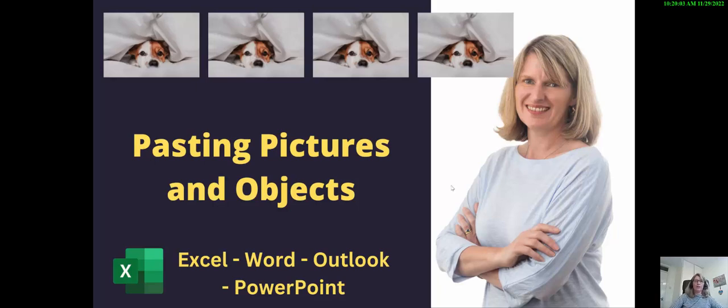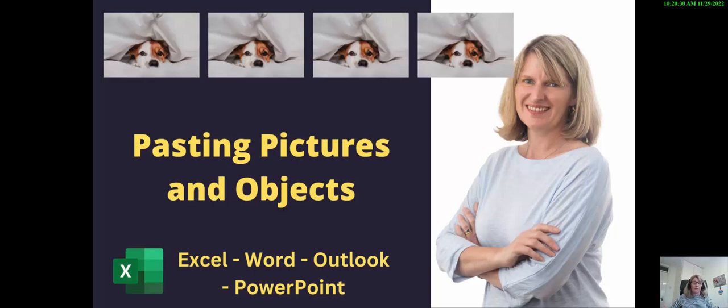Carrying on with our series on copying and pasting, we're going to be looking at pasting pictures and objects. Now this one works within Word, within Excel, within Outlook and within PowerPoint. It's not one that works between the programs, but it is a really good way if you want to replicate pictures, charts, anything that is an object. Shapes would work as well. Okay, so let's go and have a look.